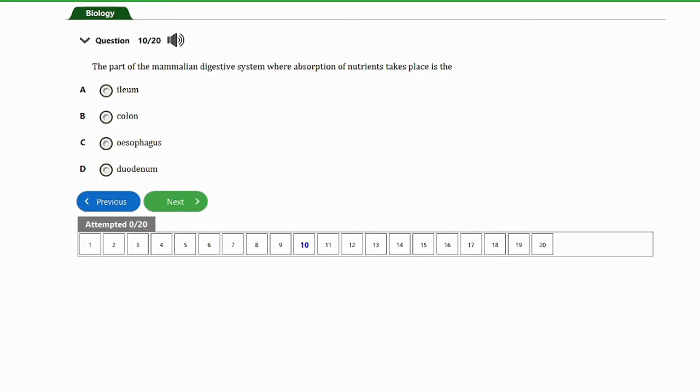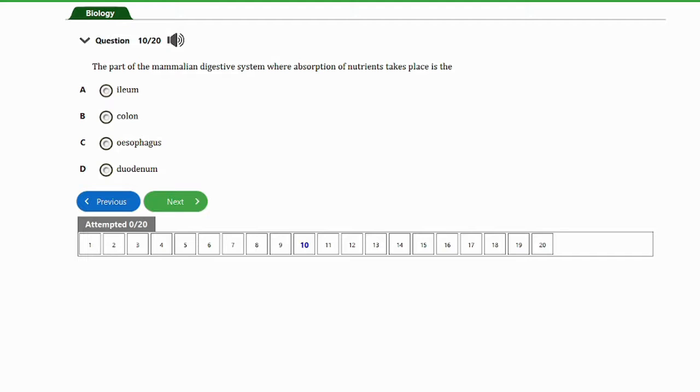It says, the part of the mammalian digestive system where absorption of nutrients takes place is the A, ileum, B, colon, C, esophagus, D, duodenum. So guys, the answer to this question is option A, and that's the ileum. The ileum is the final part of the small intestine in the mammal before it gets to the large intestine, and that's where the major absorption of nutrients takes place.